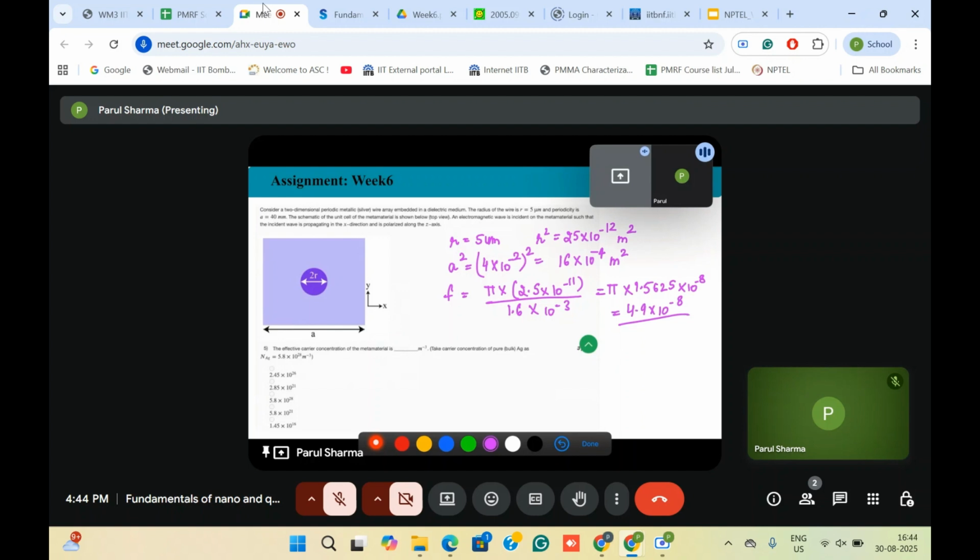So now we want to find out the n effective. We know that n effective is fill fraction times n silver. The fill fraction is 4.9 into 10 raised to power minus 8, and the n silver is given as 5.8 into 10 raised to power 28 per meter cube. So n effective would be 2.85 into 10 raised to power 22 per meter cube. So option B is the correct answer.